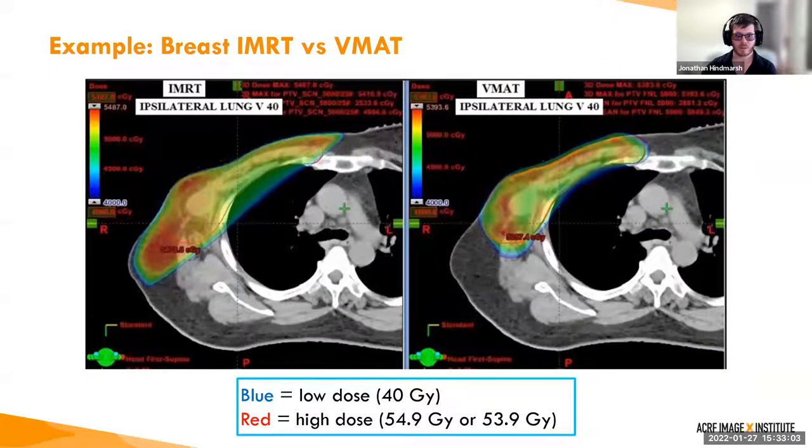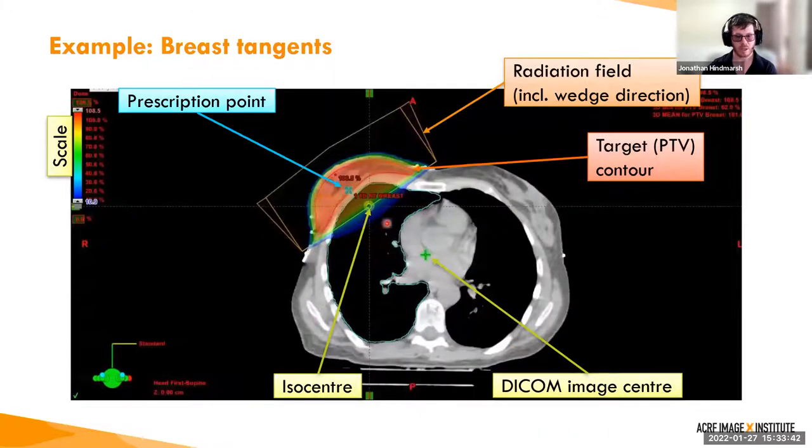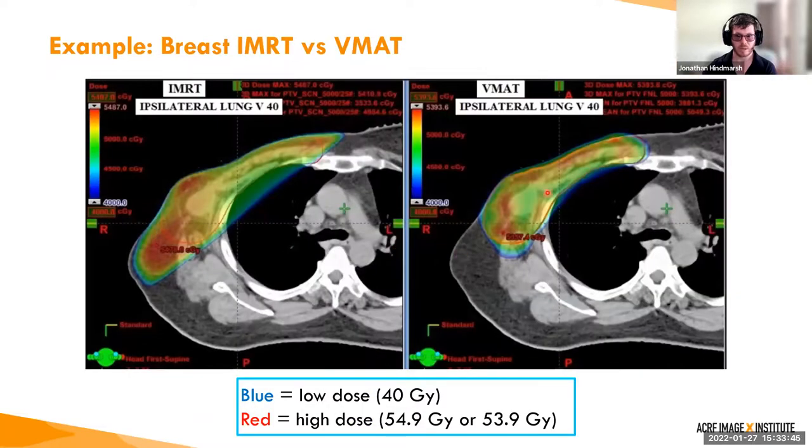This is a more recent or up-and-coming breast treatment technique, volumetric modulated arc therapy, VMAT, and IMRT. These use the MLC to dynamically shape the field. The low dose in this case is 40 gray, and the maximum dose, which is red, is about 54-55 gray. The big difference between these techniques and the tangential treatment is the low dose wash, which isn't shown in this image, but is shown in this image. So you can see there's very little low dose wash into the lung, where in both these cases, the low dose wash would be a lot greater into the lung.